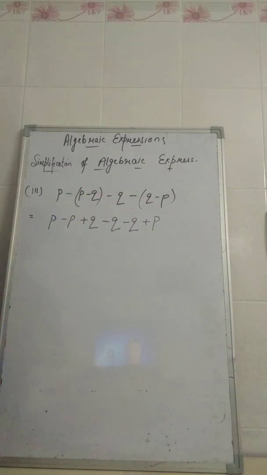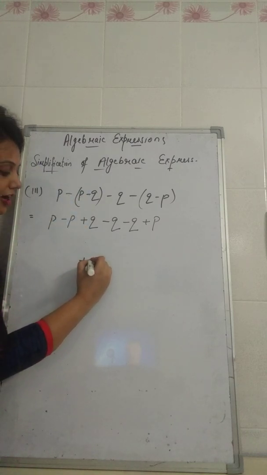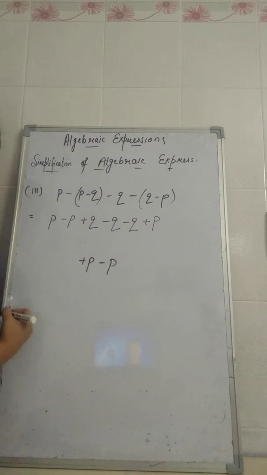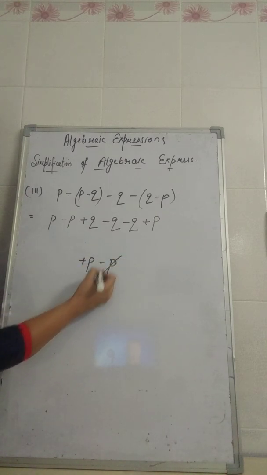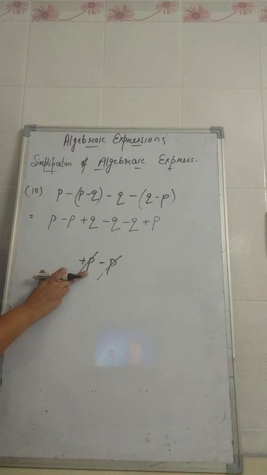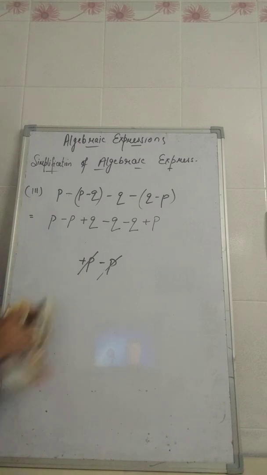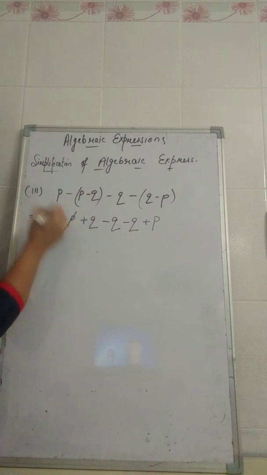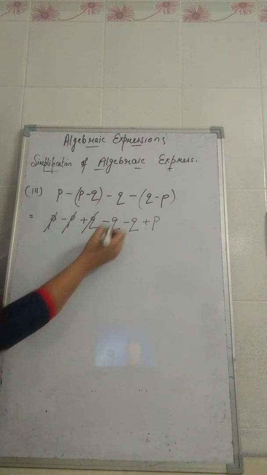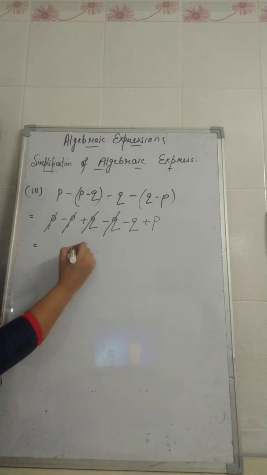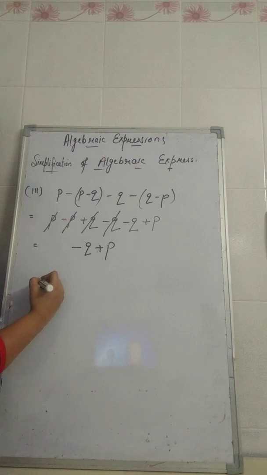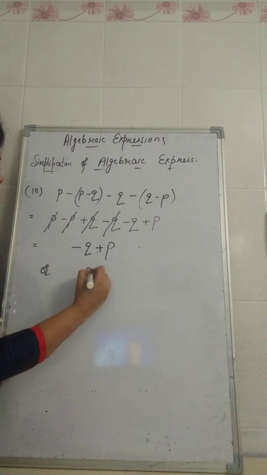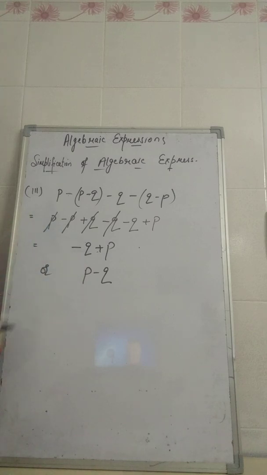Now we can see if we are having one positive p and one negative p, then p minus p is 0, or we can simply cut it. If we are having one variable with positive sign and one with negative, we can cancel it like this. No sign in front means positive. Plus p and minus p will get cancelled. Similarly, plus q and minus q will get cancelled, and we are left with minus q plus p, or we can write it as p minus q. It is one and the same thing. So this is the solution of the third part.